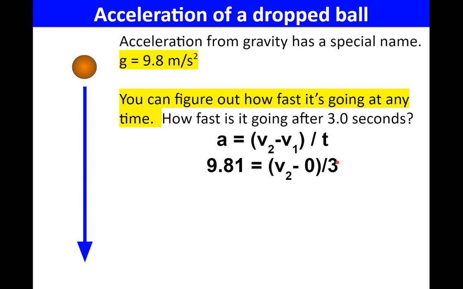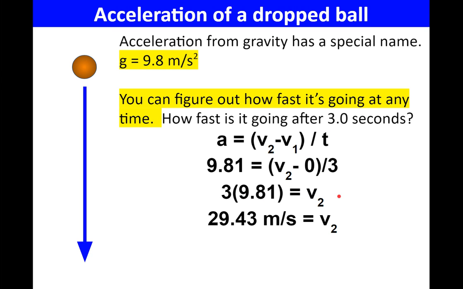From going from here to here, that's a science problem. But from now on, it's a math problem. And here we go. Okay, so we multiply both sides by 3 to get rid of this 3. The 0 goes away. So it's 3.981 equals this. We multiply those together, and we get 29.43 meters per second is how fast it's going.